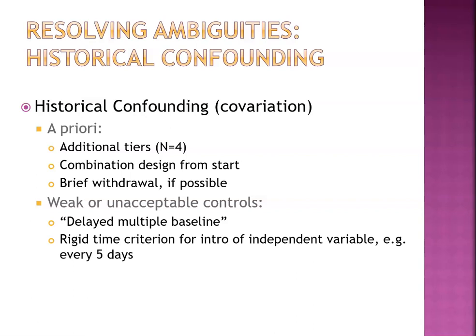If you ever read an article that uses a delayed multiple baseline, that means the data across each tier was not collected simultaneously. So it is a weaker design. And also, if you have a rigid time criterion to introduce an independent variable, that's weak. It needs to be only after the previous tier meets a preset criterion would you start intervention in the tiers below.